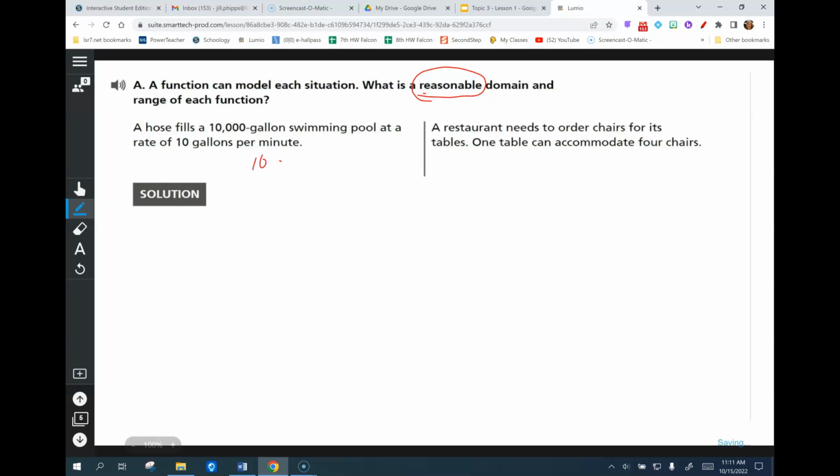So this is 10 gallons per minute. Go back to what you learned in 7th grade math. This is your y, your constant of proportionality, over your x. Okay, so it's always y over x. So your domain matches up with your x values. So your domain is the number of minutes. Okay, so I could have 0 minutes.